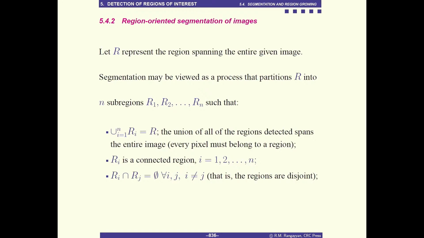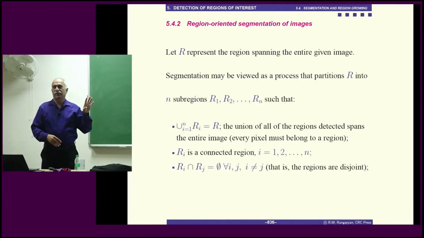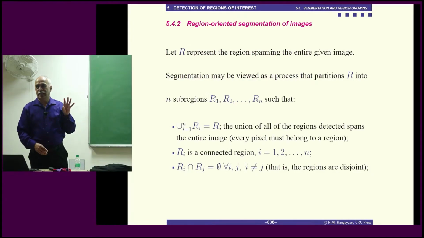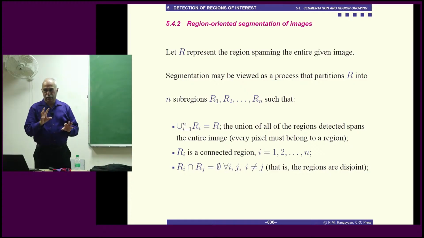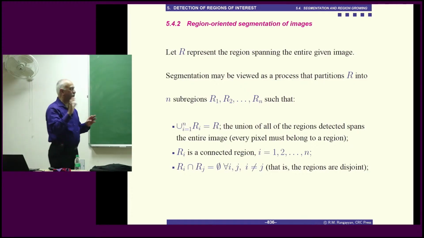So, region-oriented segmentation of images. This is the general theory of how to break an image into parts. Not all of these conditions are applicable in all applications. In medical images, we don't want to break the entire image into all parts. We want only parts of interest, such as tumors and so on.